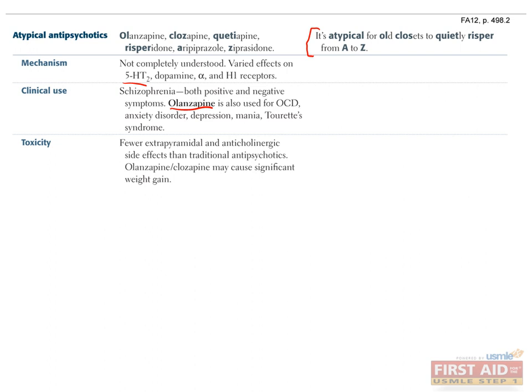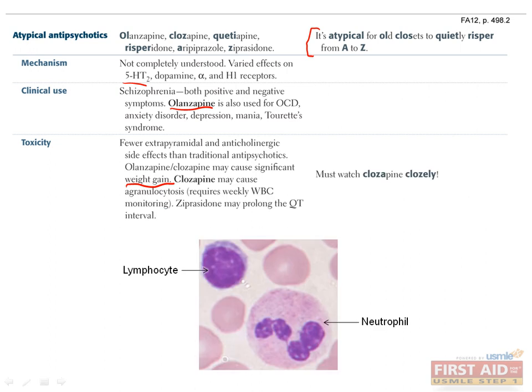One side effect that is specific to the atypicals is weight gain in patients that are taking olanzapine or clozapine. One classic boards question is that clozapine can cause agranulocytosis, so patients on this medication require weekly CBCs to check their WBC count. It may help you remember this by thinking that clozapine traps granulocytes in the closet.